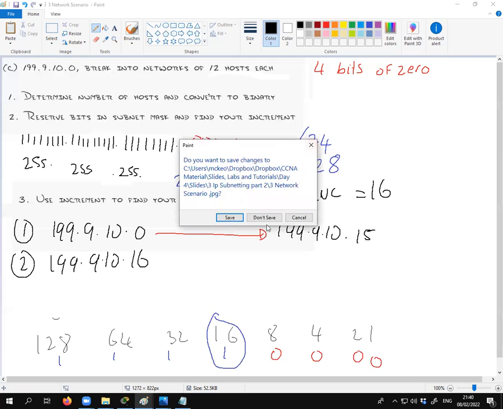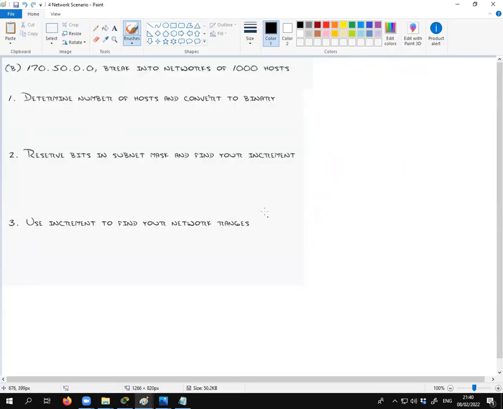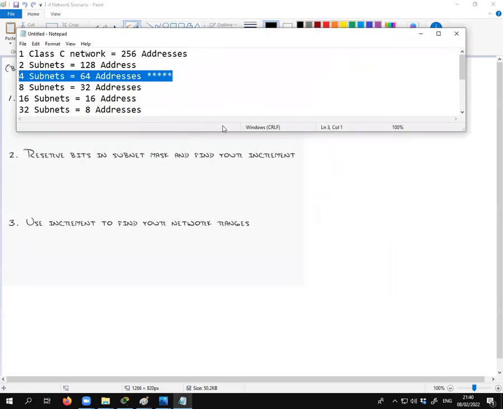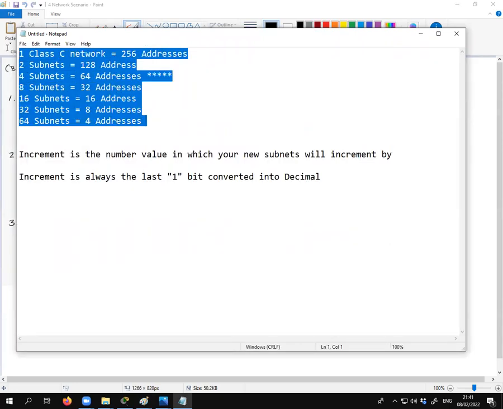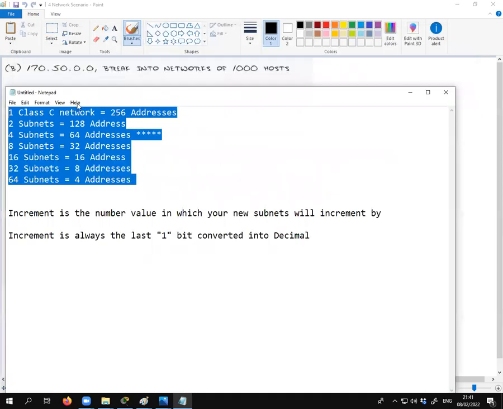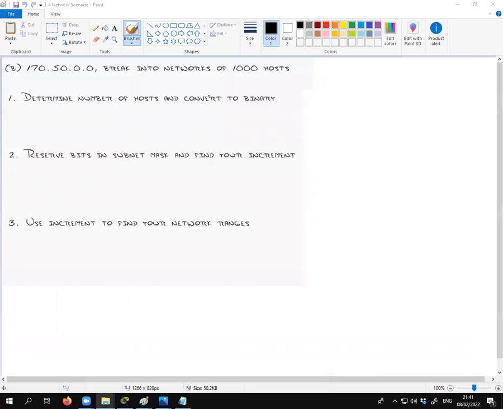All right, I'm going to look at Class B now. I'm going to do this myself because it's bigger. See this thing here, we can't do this anymore. The increment is still the same, but this table is useless to us because it's only for Class C. Remember, one Class B network is going to have 65,536 addresses. Where are we getting those 65,000 from? If we go back.